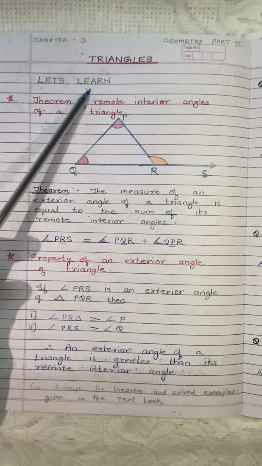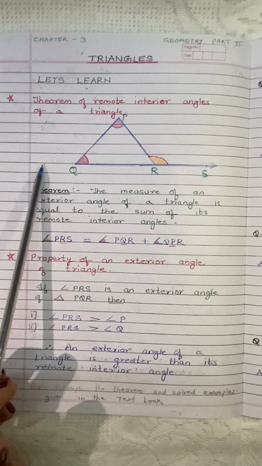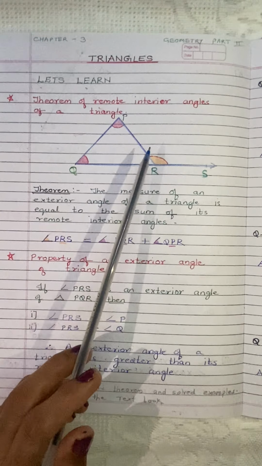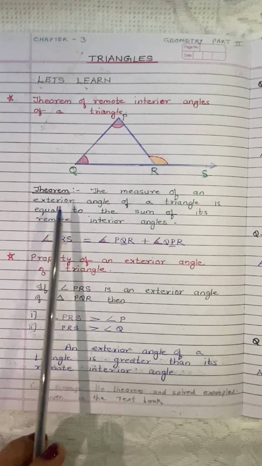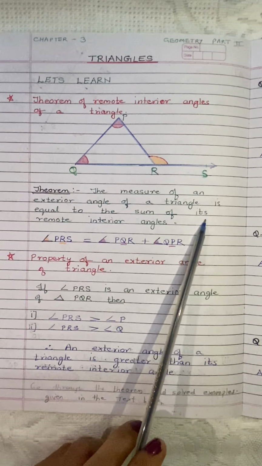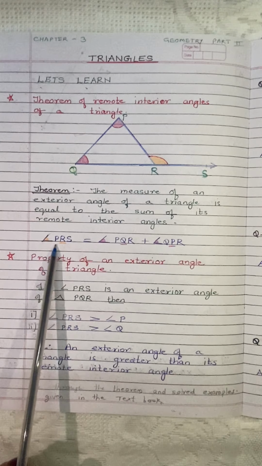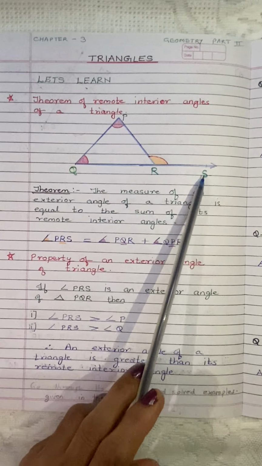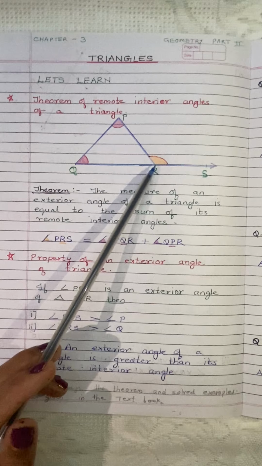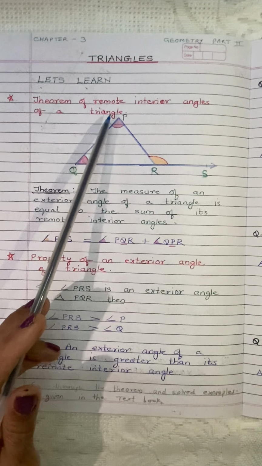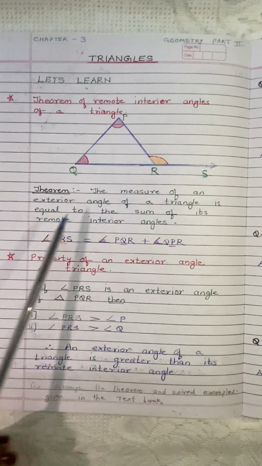Anyway, we have to just understand the theorem of remote interior angles of a triangle. That is, the measure of an exterior angle of a triangle is equal to the sum of its remote interior angles. So the measure of this angle is equal to the measure of angle P plus the measure of angle Q. So the measure of angle PRS is equal to the measure of angle RPQ plus the measure of angle PQR.